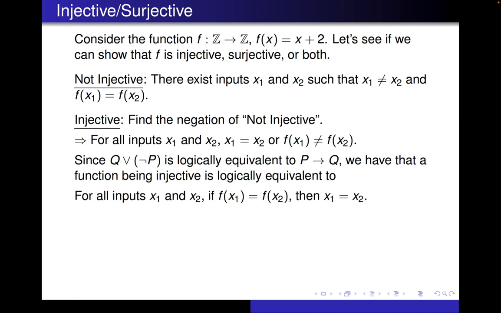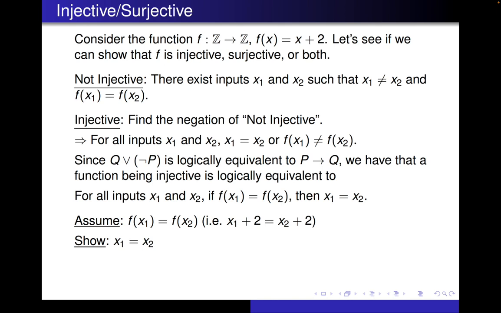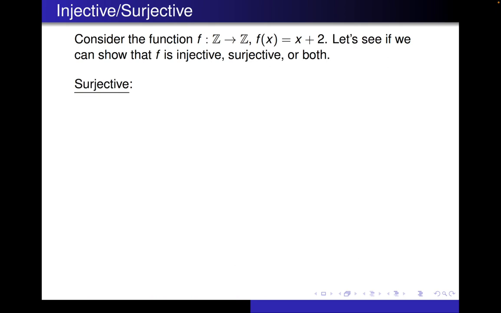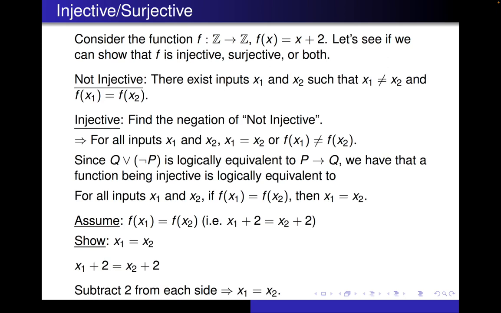And if you're looking carefully at that, that's pretty much what we proved in the previous slide. But let's see how it works in this one. So we're going to assume that f of x1 is equal to f of x2. We're going to show, in other words, x1 plus 2 is equal to x2 plus 2. And then we're going to show that x1 equals x2. We're going to subtract 2 from both sides to get x1 equals x2, and that was what we're trying to show. That means that f is injective.